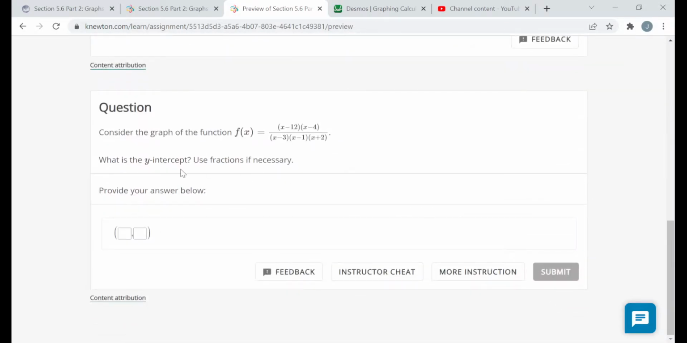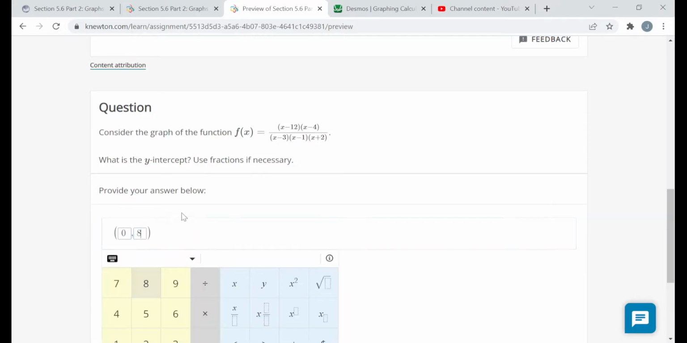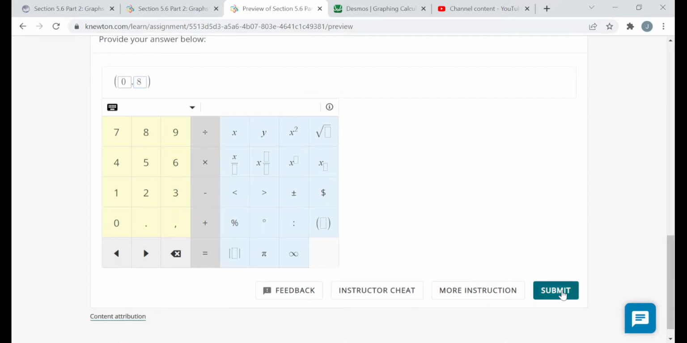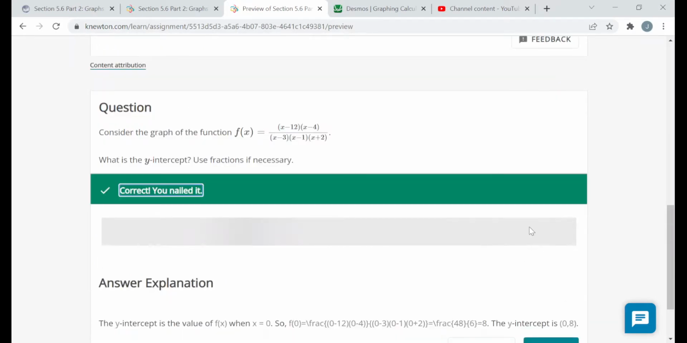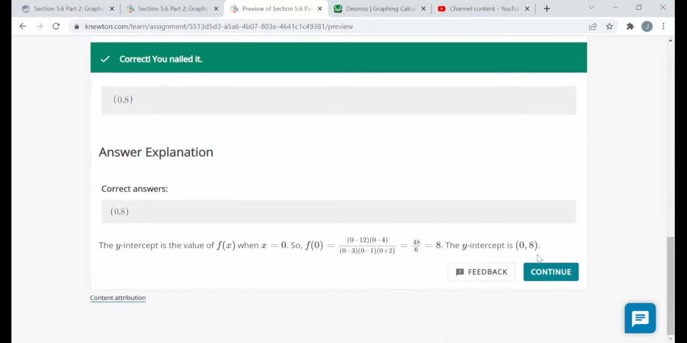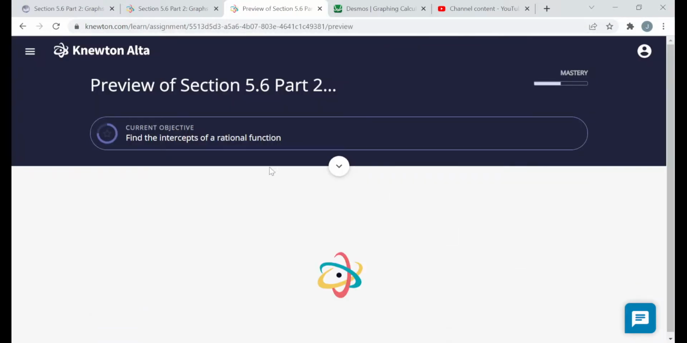Alright, then now they want the y-intercept. Oh my goodness. Right? So if I plug in 0 for x, the numerator would be negative 12 times negative 4. The numerator would be 48, and the denominator would be 6. Negative 3 times negative 1 times positive 2. 48 divided by 6 is 8. So 0, 8. 0 for the input, 8 for the output. Right? It's that simple. You just plug in 0 for x, your output's the y-intercept. Wonderful. All right.